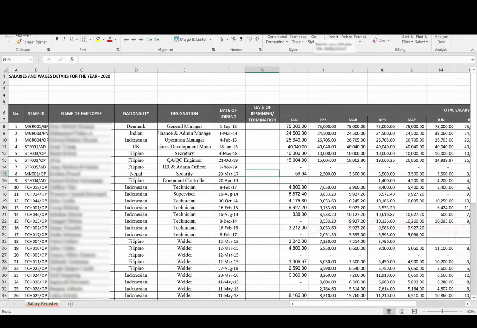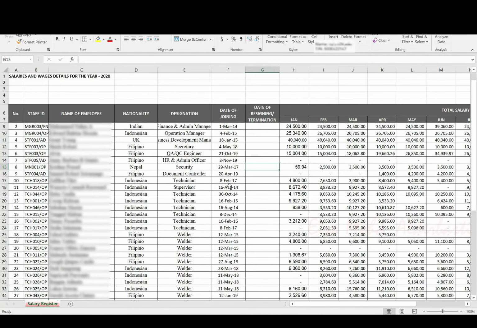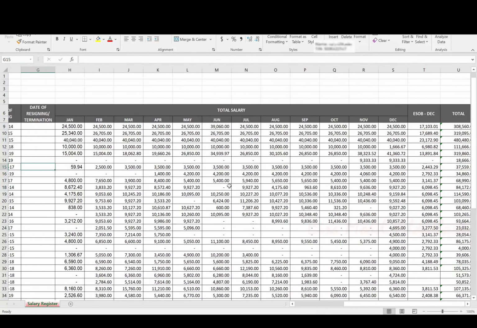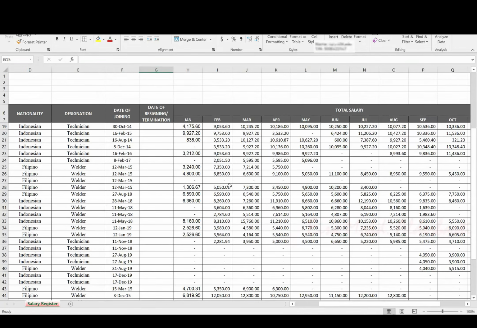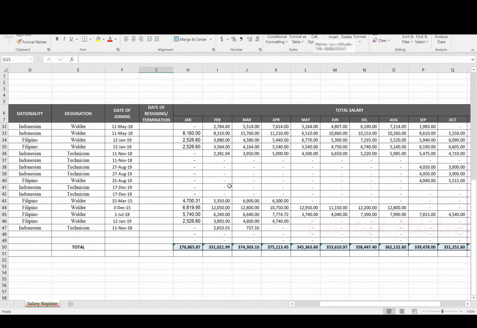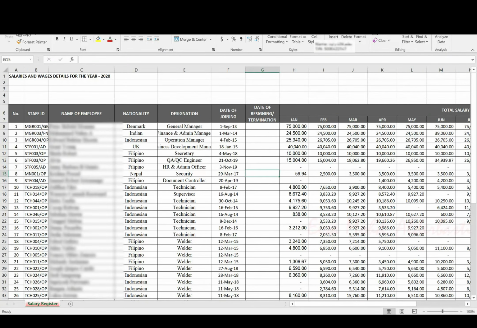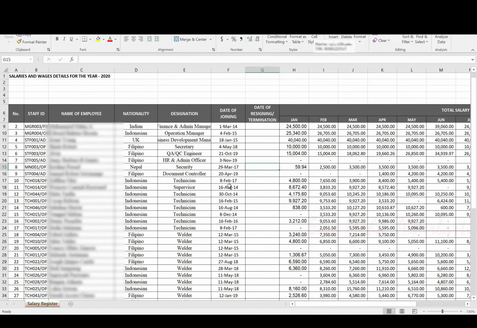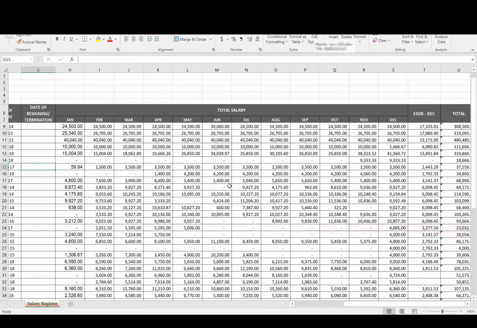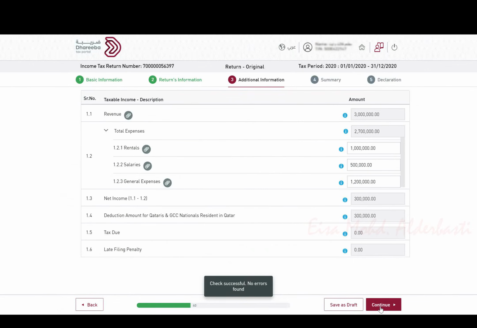So this is an example of a salary. I have put in all my staff and their monthly salary is shown here. You can also put the other components of the salary, such as leave salary, airfare, end of service benefit into your salary. So your salary will include all the components of the salary. We have arrived at a net profit of 300,000, which is tallying to my financial statements in my P&L also for the same period.